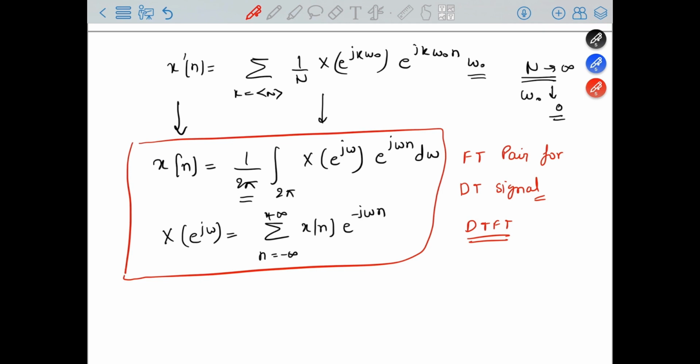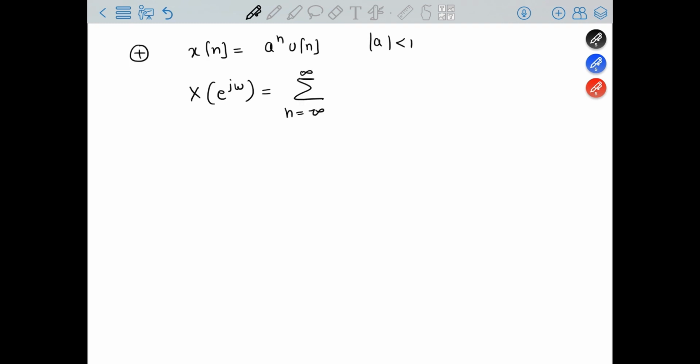So now, to get a better understanding of these two formulas, we will try to solve some examples. We will start with our first example. We will take a discrete time signal as a raised to the power n times u[n], where mod a is less than 1. So we have the formula for our Fourier transform, that is summation n equals minus infinity to infinity of xn e raised to the power minus j omega n. Now we'll replace xn with the given form, so that will be a to the n u[n] e raised to the power minus j omega n.